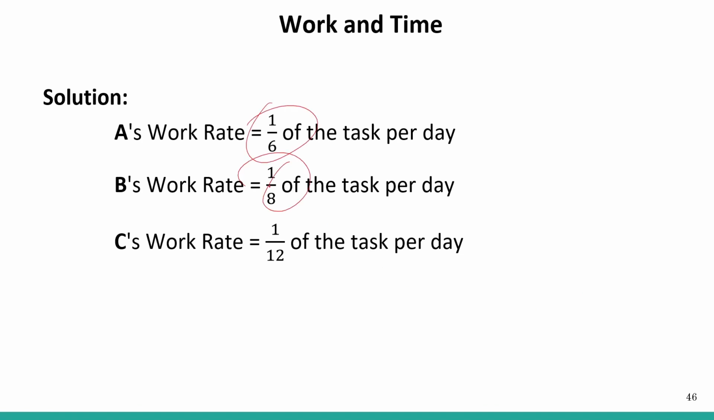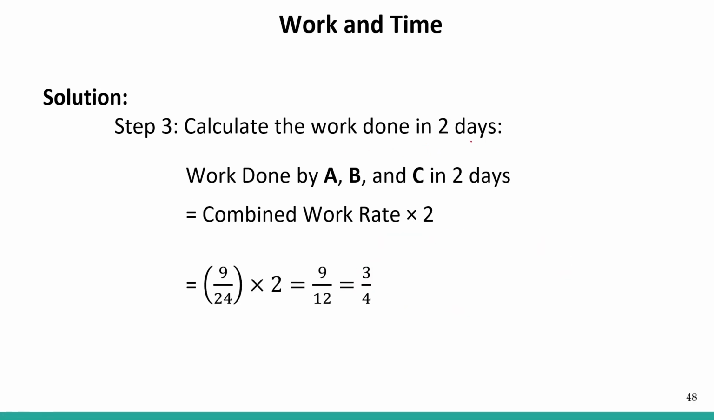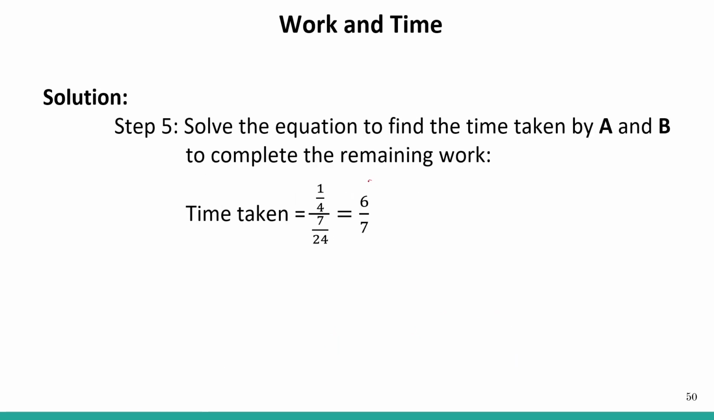This much for A, B and C. So as you can see, work rate when all three work together is this much, and so the work done in 2 days is this much. So calculate the remaining work and set it up. So 7 by 24. So remaining work by combined rate of A and B. Okay, so what we are arriving at is 6 by 7.